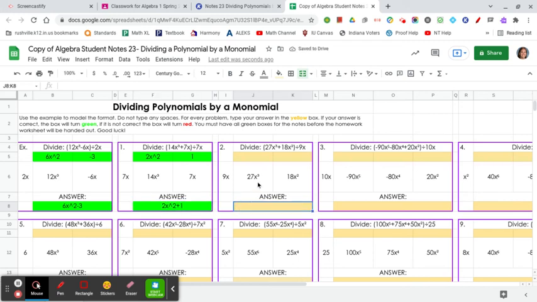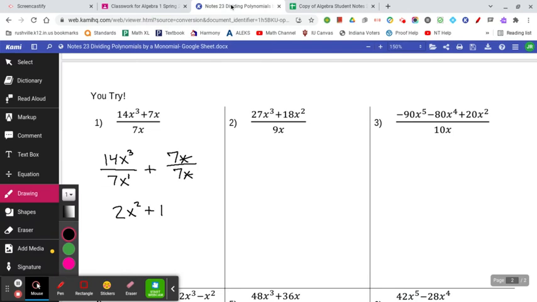Okay. My next one, same thing. I'm going to come back, put it on my notes for now, and eventually I'm just going to start typing this into the Google Sheet. So I'm going to separate. I have 27x to the third all over 9x, and then a plus 18x squared over 9x.